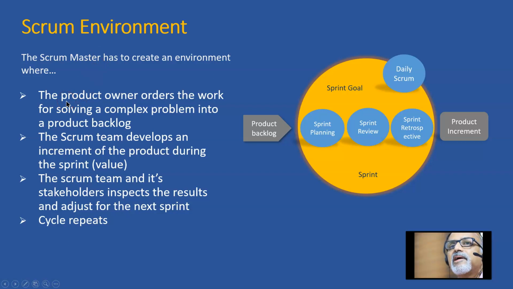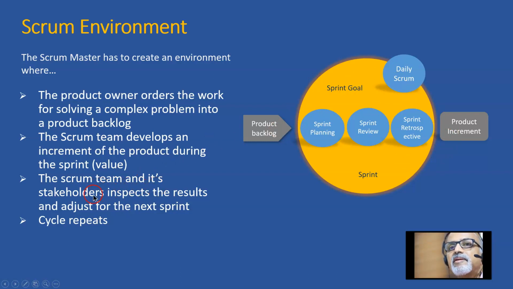The environment we are seeking here is: the product owner orders the work for solving a complex problem into a product backlog. So the product owner creates a product backlog. The Scrum team develops an increment of the product during the sprint. So here we have the sprint.